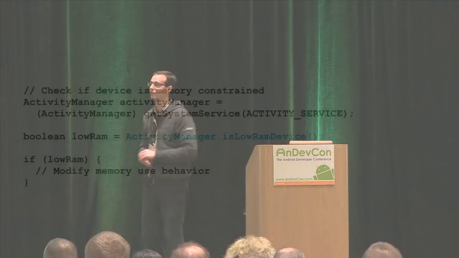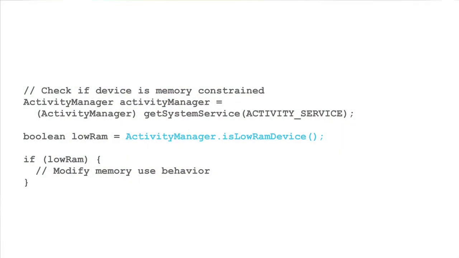Now, the first of these tools is a new check to see whether your app is running on a memory-constrained device. So is it a 512 meg device or not? You can do this by checking the isLowRamDevice method on the ActivityManager, as you can see here. And that will tell you whether or not it is a resource-constrained device.